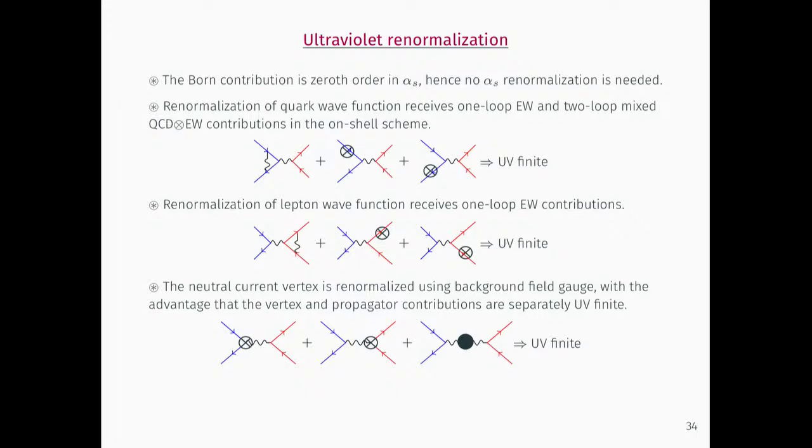Similarly, for the lepton line, there is no gluon. So there will be only electroweak correction. You cannot attach a gluon to a lepton, right? So it's only electroweak one loop. There will not be any 1-1 correction for that.